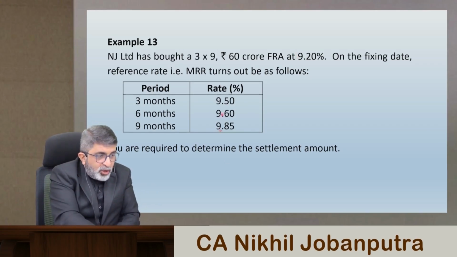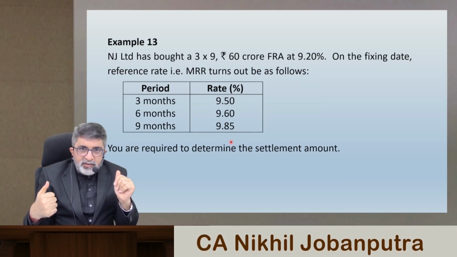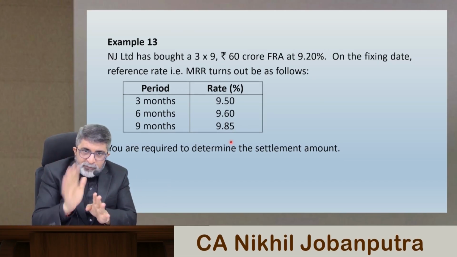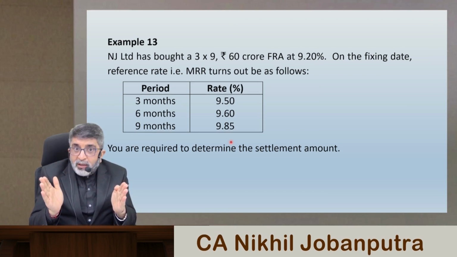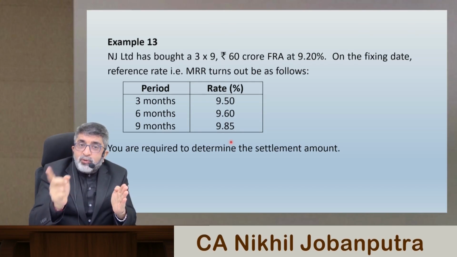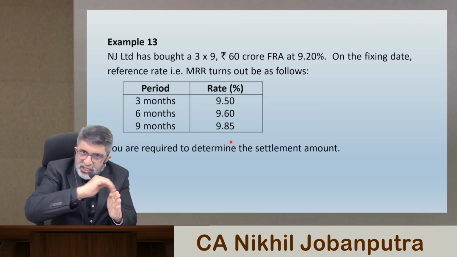That day we did not know what will be the MRRs prevailing in future, that is after 3 months. So from that day, after entering into FRA, your waiting period starts. You have entered into 3 by 9 FRA, means you agreed to borrow after 3 months for a period of 6 months. So 3 months gone.